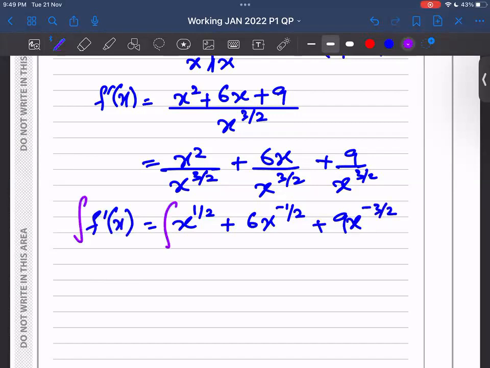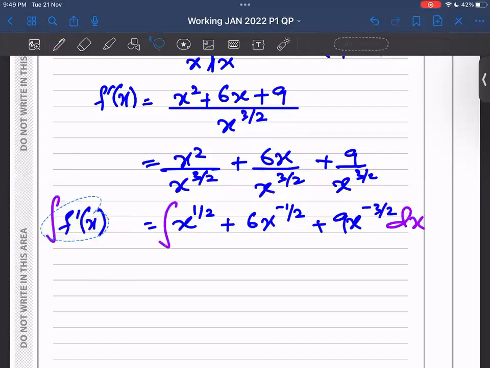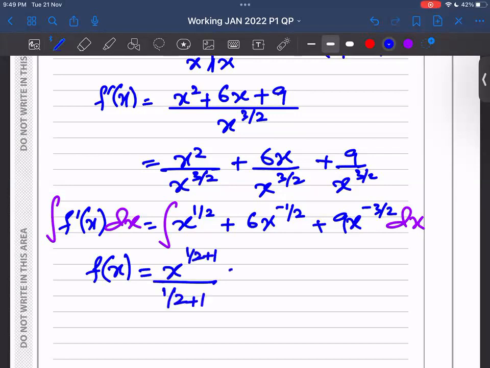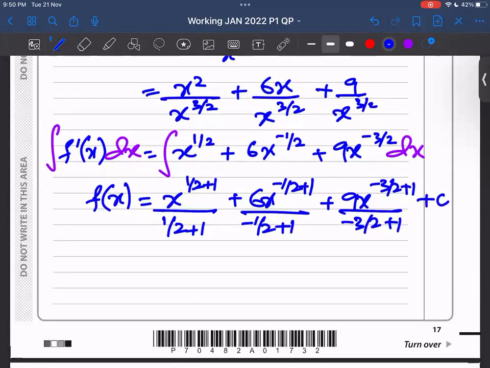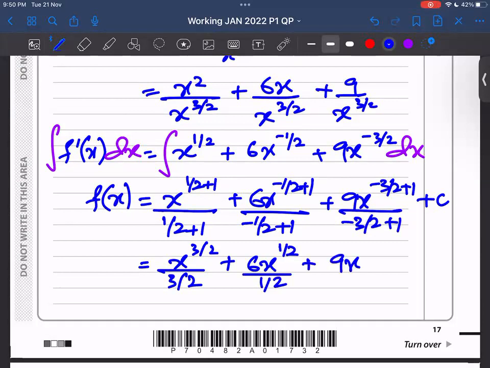Now I'm going to integrate them with respect to variable x. That's why I'm writing dx here. How are we going to integrate it? The f dash x becomes fx. X power 1 by 2, add 1 in the power, whatever is in the power, divide by the power. Then put plus c. Now 1 by 2 plus 1 is 3 by 2. Minus 1 by 2 plus 1 is 1 by 2. Minus 3 by 2 plus 1 is minus 1 by 2. You got plus c here.